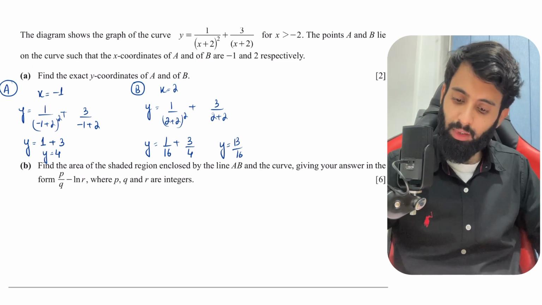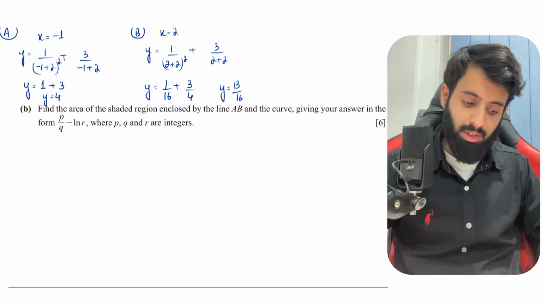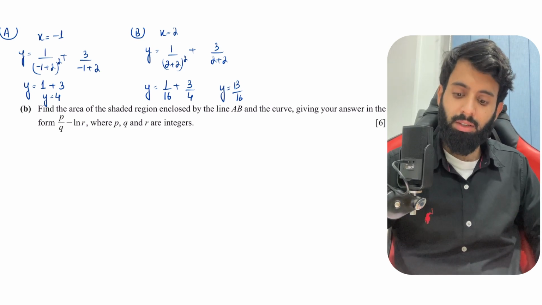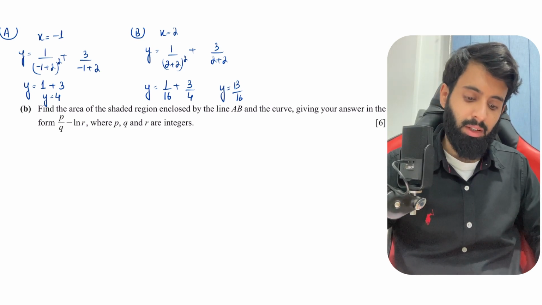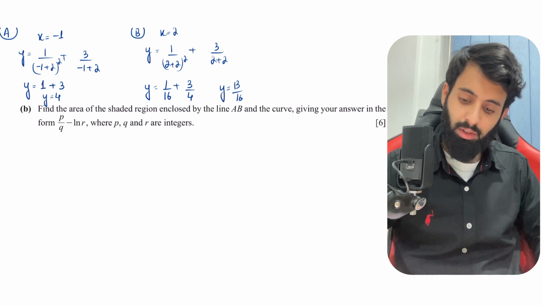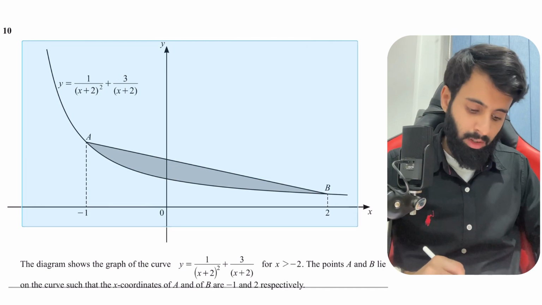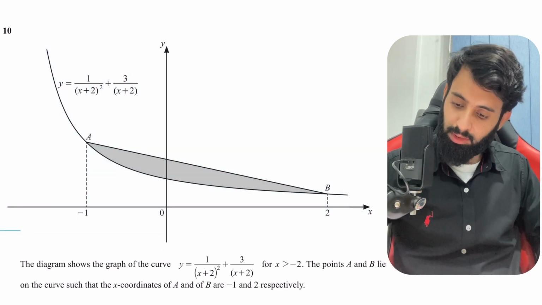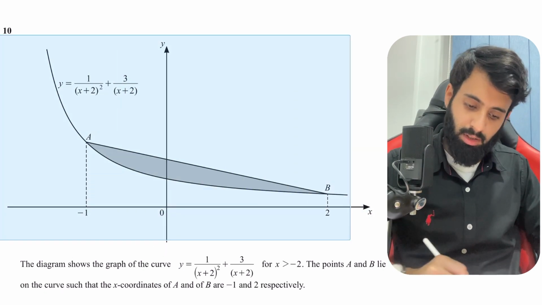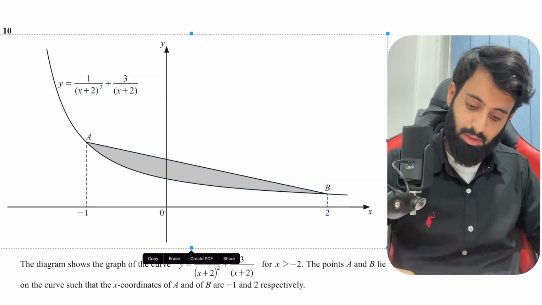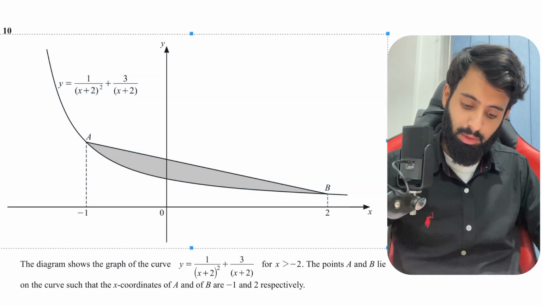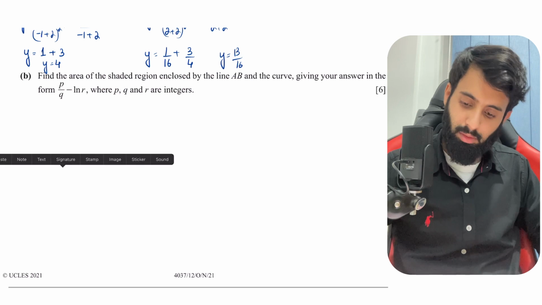Then we come to part B, which is a 6-mark question. It says find the area of the shaded region enclosed by the line AB and the curve, giving your answer in the form P upon Q minus ln R. Now, as always, I'd like to first take a screenshot of this question and bring it next to the part that we're solving over here.